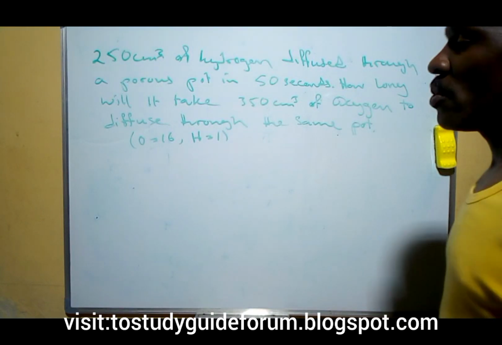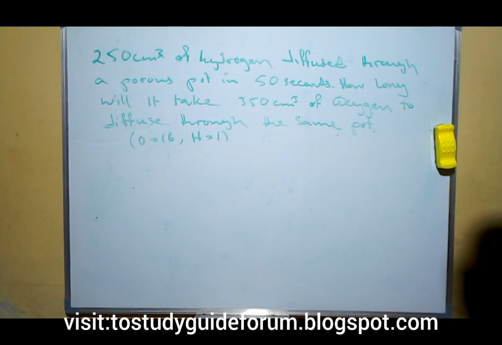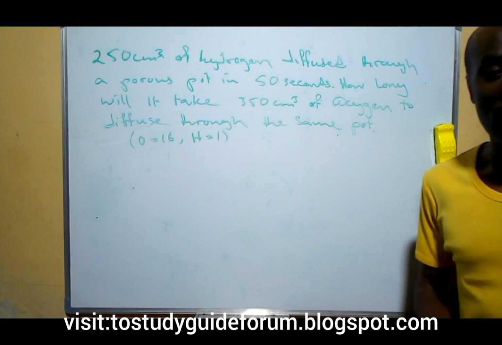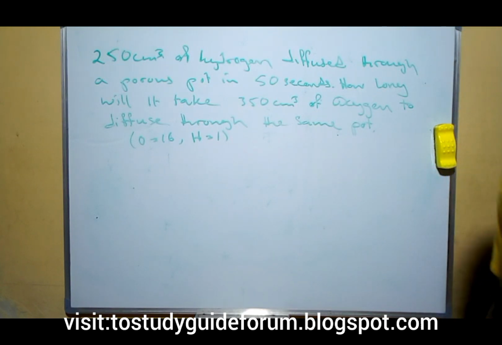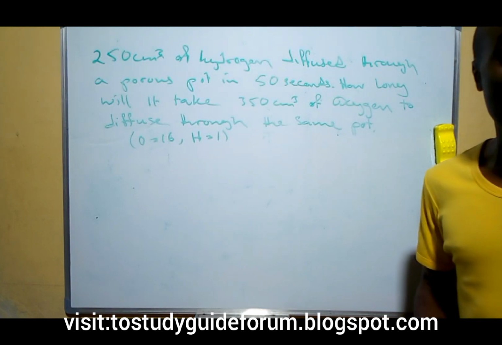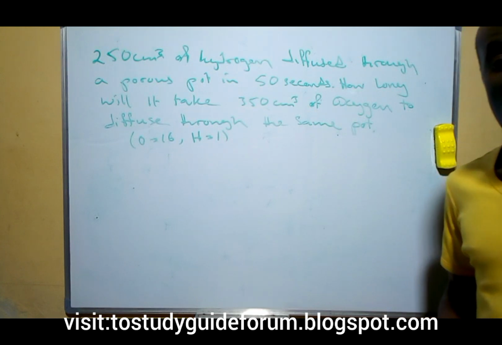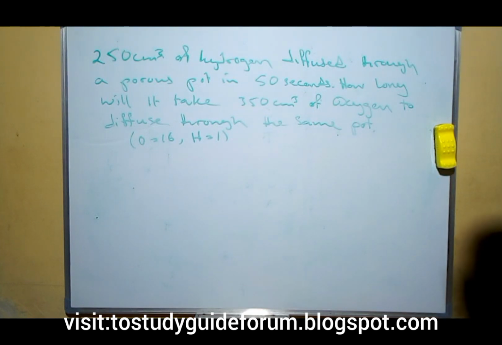Study guide for you. Today we're going to look at how to calculate the rates or time according to Graham's law of diffusion. Here we have a question on the board: 250 cm cube of hydrogen diffused through a porous pot in 50 seconds. How long will it take 350 cm cube of oxygen to diffuse through the same pores?